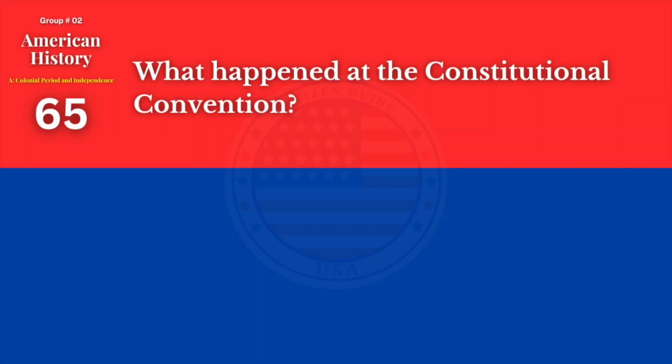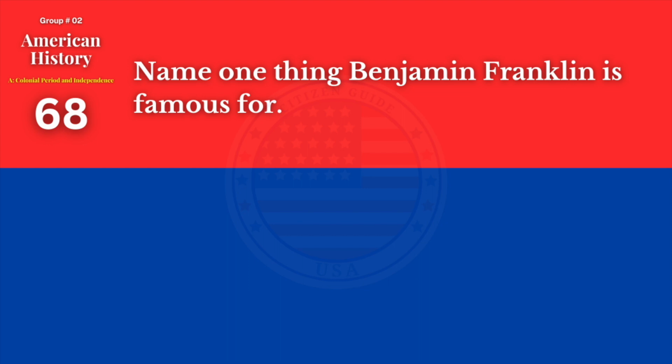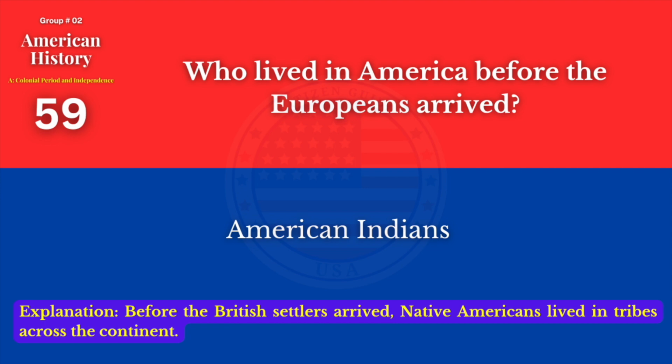What happened at the Constitutional Convention? The Constitution was written. Name one thing Benjamin Franklin is famous for. U.S. diplomat. Who lived in America before the Europeans arrived? American Indians.